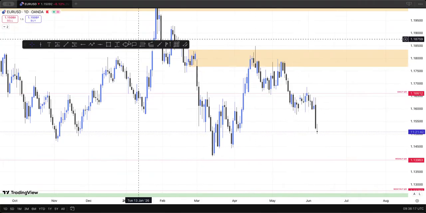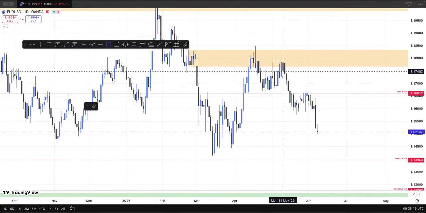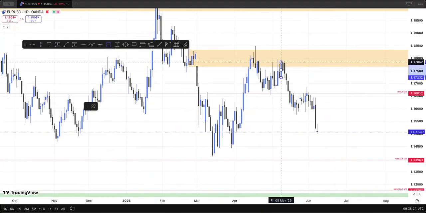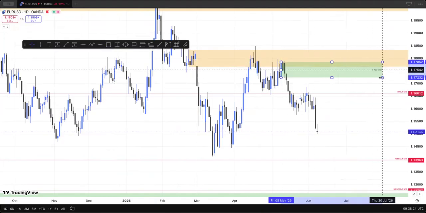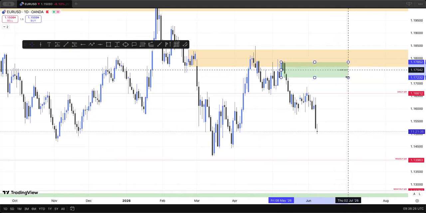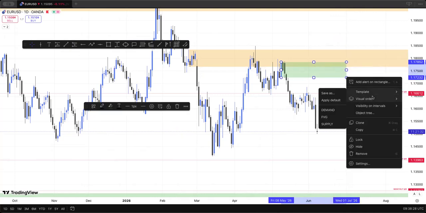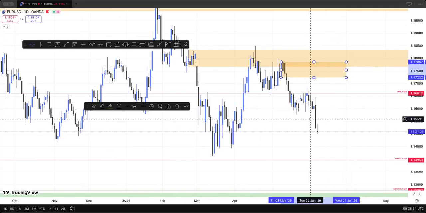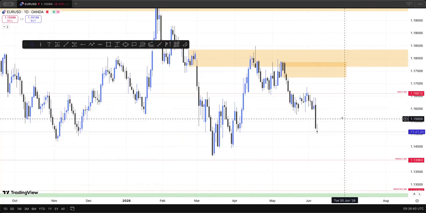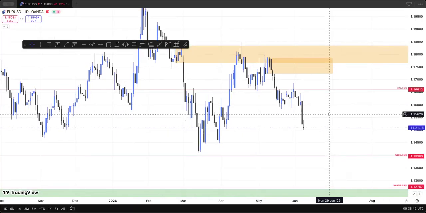Okay, in confluence with this supply right here. And this supply is also in confluence with the weekly supply, which makes this supply, how will I say, a strong area of supply, but still price will decide if that area is going to be strong or not. So this is what I'm talking about.